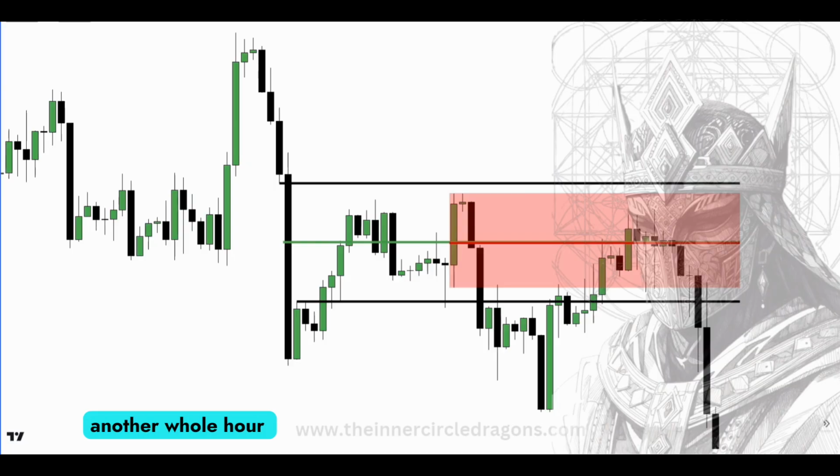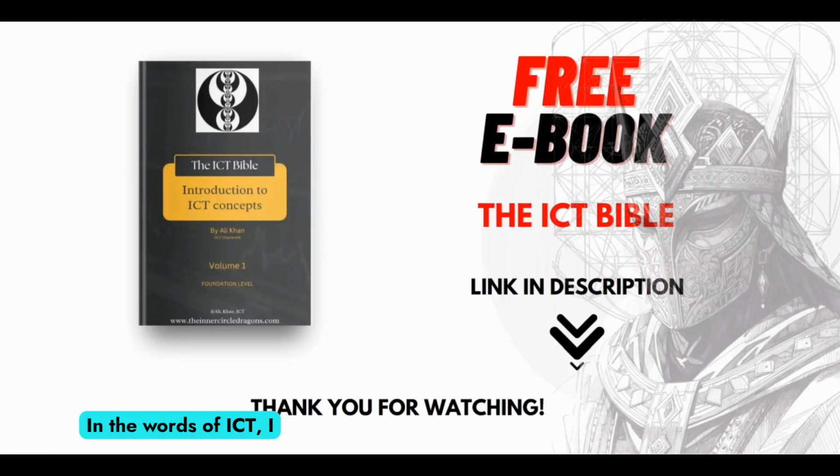Now, I could speak another whole hour just on this chart alone. Believe me, there's a lot of information in here. But what I would suggest is go back and back test through your charts. Grade higher time frame fair value gaps into 4 quadrants and then see how prices reacted around these levels on your lower time frames. And this is a great study for you to do. In the words of ICT, I hope you'll find this insightful.